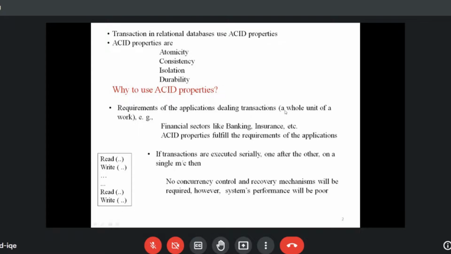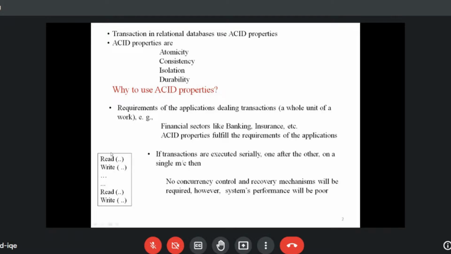So the requirement of the applications is dealing with transactions as a whole, one unit of work. Transaction, you may be familiar with the definition. Financial sectors like banking and insurance, ACID properties fulfill the requirements of the application. Because of that, these ACID properties are necessary. If transactions are executed serially, one after the other on a single machine, then there is no problem of concurrency control and recovery mechanism.